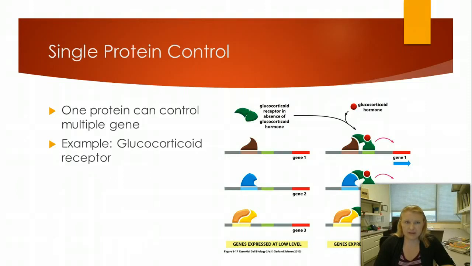This is simple. And it's not always that one protein will control multiple genes. Sometimes it can control just one. Sometimes it can control more than 3. So there's a whole lot. But remember, this is always part of a feedback loop.